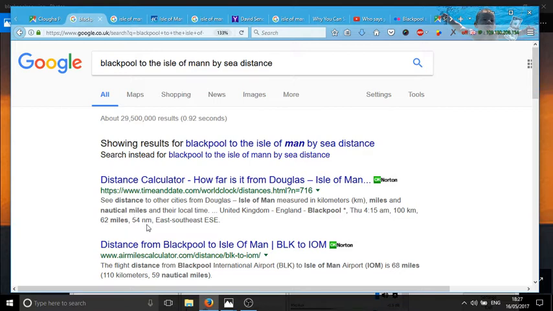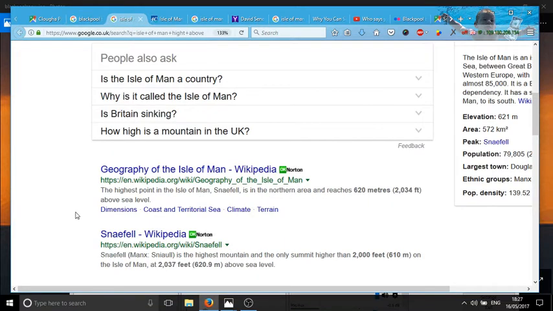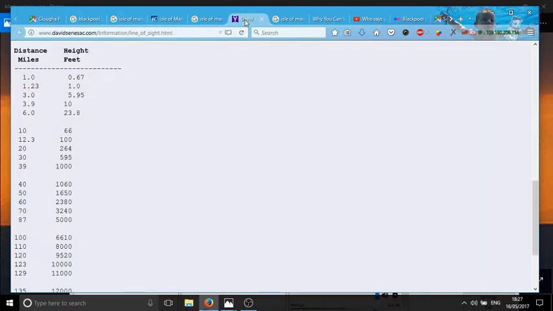From Blackpool to the Isle of Man is 54 nautical miles or 62 miles, and the maximum height of the Isle of Man is 2,037 feet. Now I'm going to take us to davidsenesac.com and come quickly down to the calculations, and at 60 miles 2,037 feet should be under a curve of 350 feet, so it should be under 350 feet of curvature.